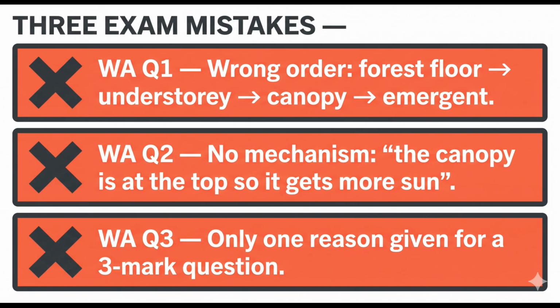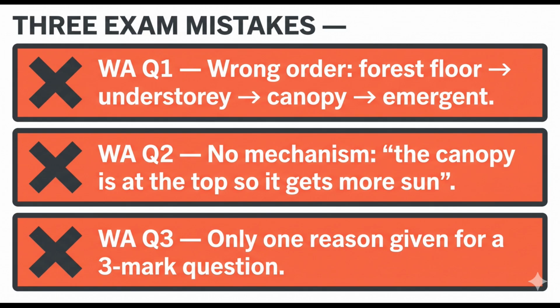Before we go further, 3 mistakes that cost students marks every time. Mistake 1. For WA question 1, students write the layers from bottom to top: forest floor, understory, canopy, emergent. The question asks from tallest to shortest. Always start with the emergent layer.